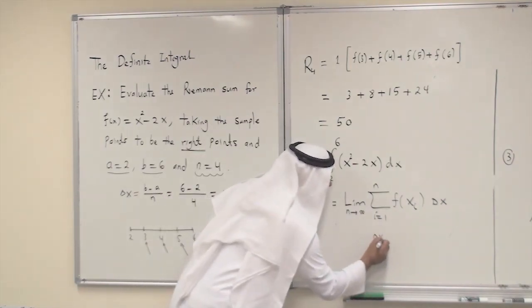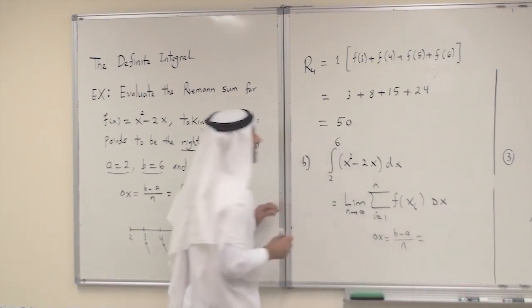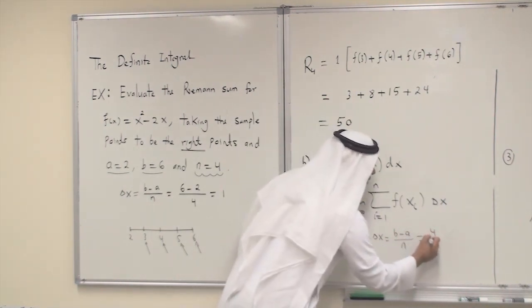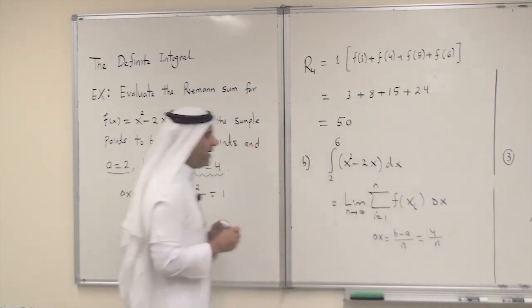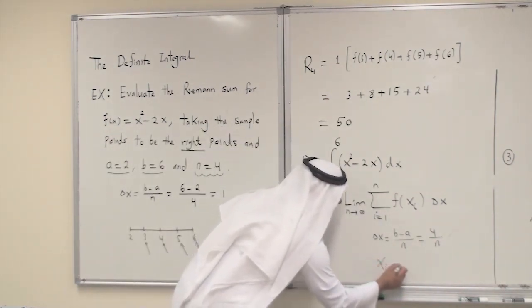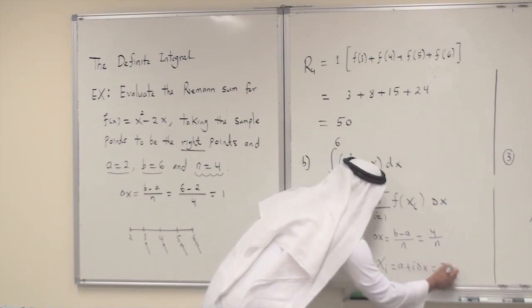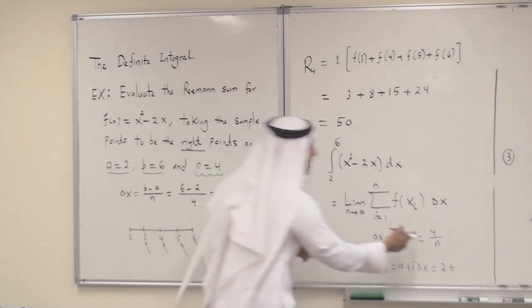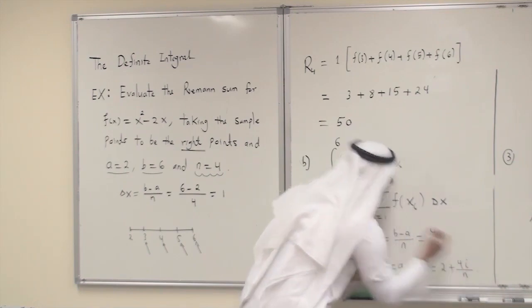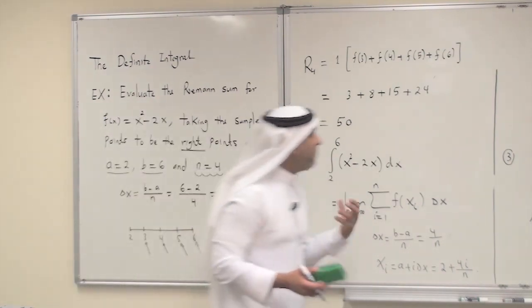Okay, what is the formula here? Delta x, as before, is b minus a divided by n. So, what is b minus a divided by n? It is 6 minus 2 divided by n. That is 4 over n. Okay? What are the xi's? The xi's will be, as before, a plus i delta x. Now, in this case, a is 2, plus i delta x. This is delta x, so we multiply by i. So this is 4i divided by n.